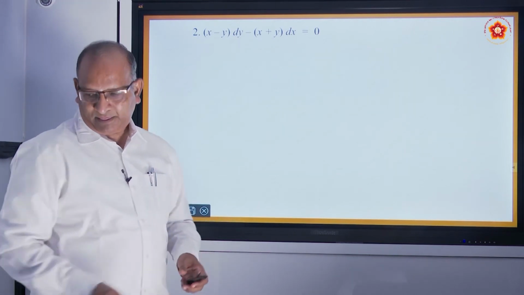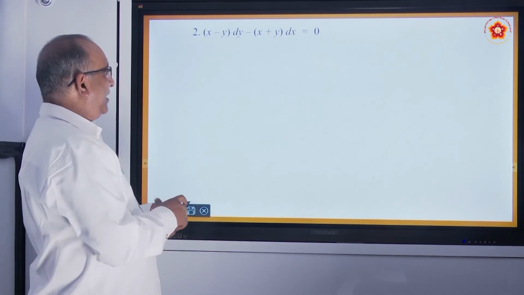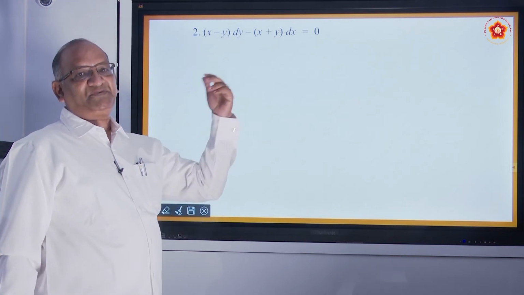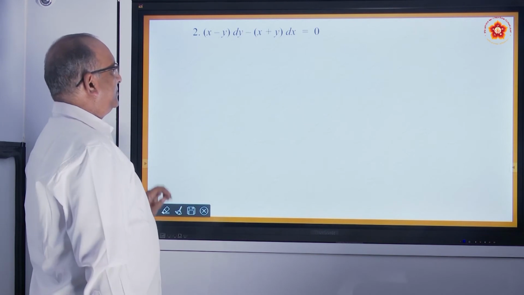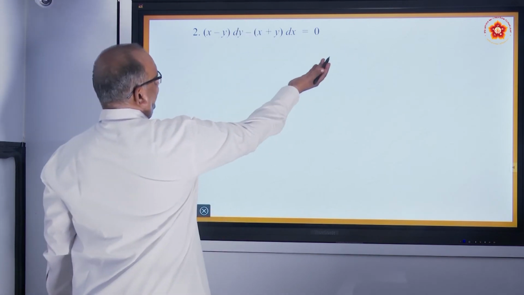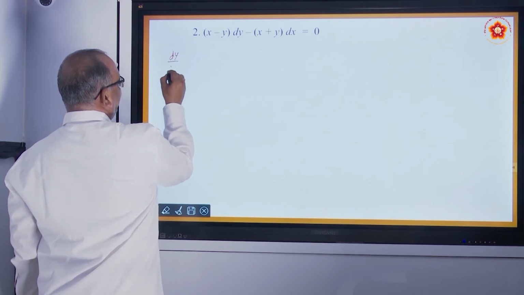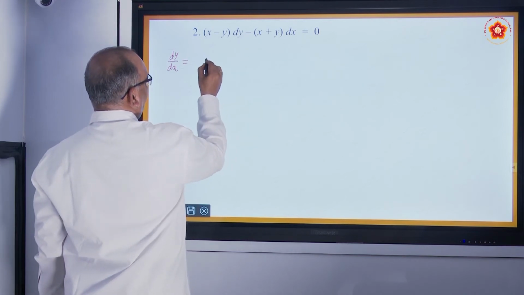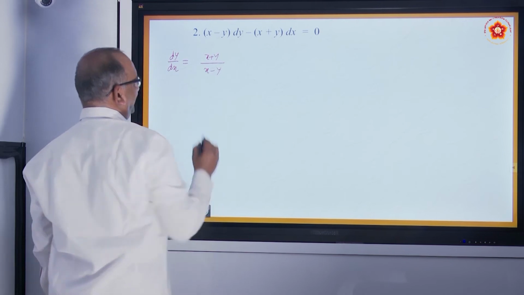The next problem also appears to be much simpler than the previous one, because in the previous one they were squares. Now it is linear. So shift this to that side and then write what is dy by dx. So what is dy by dx? If this goes to that side, x plus y will be in the numerator, x minus y will be in the denominator.